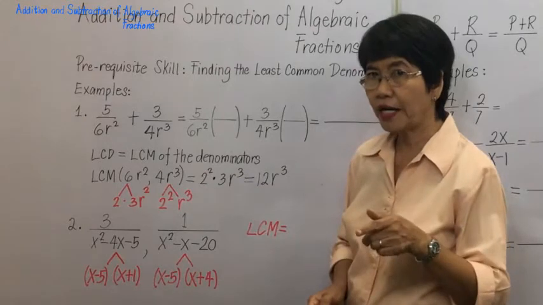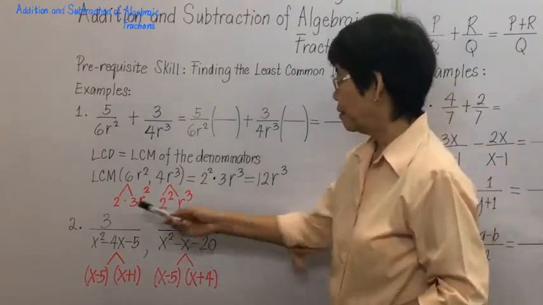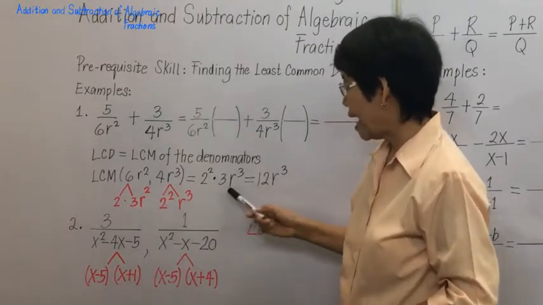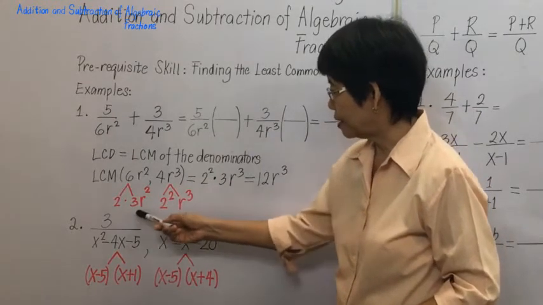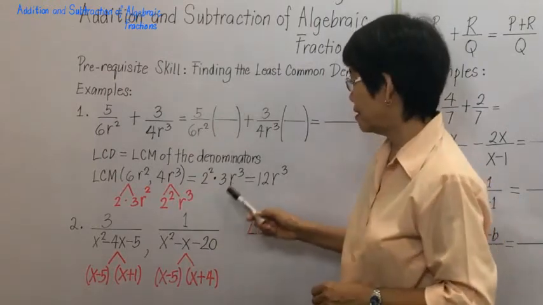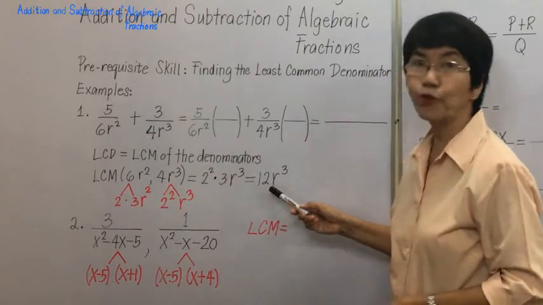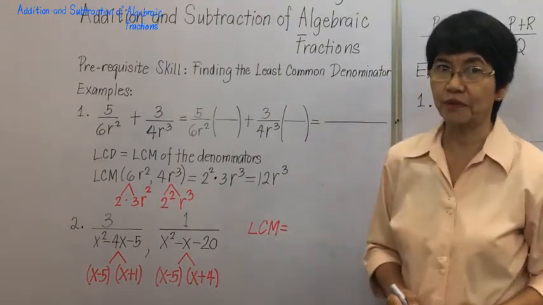And then multiply it with the rest of the factors. So we will still multiply it with 3. And we will take the common factor here, r squared and r cubed. The highest power of r is cubed. So we multiply this. And we have 12r cubed. That is our common factor.